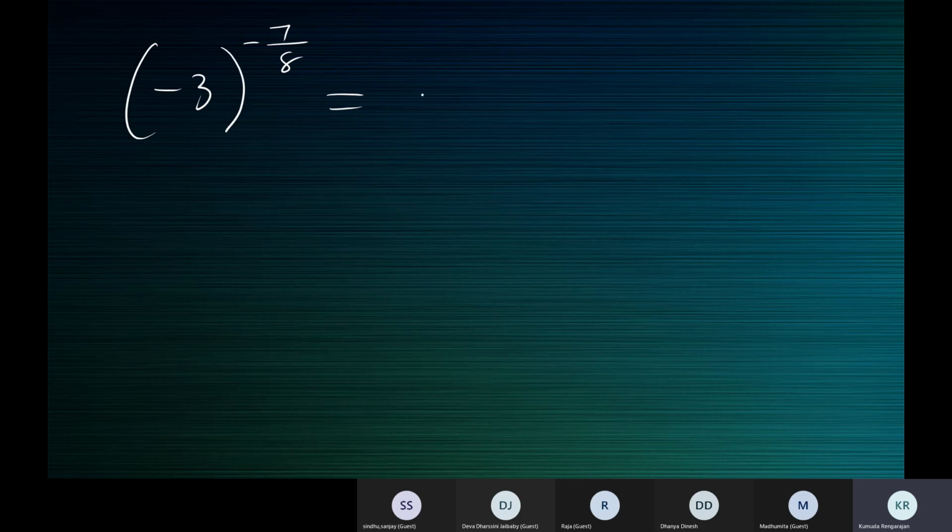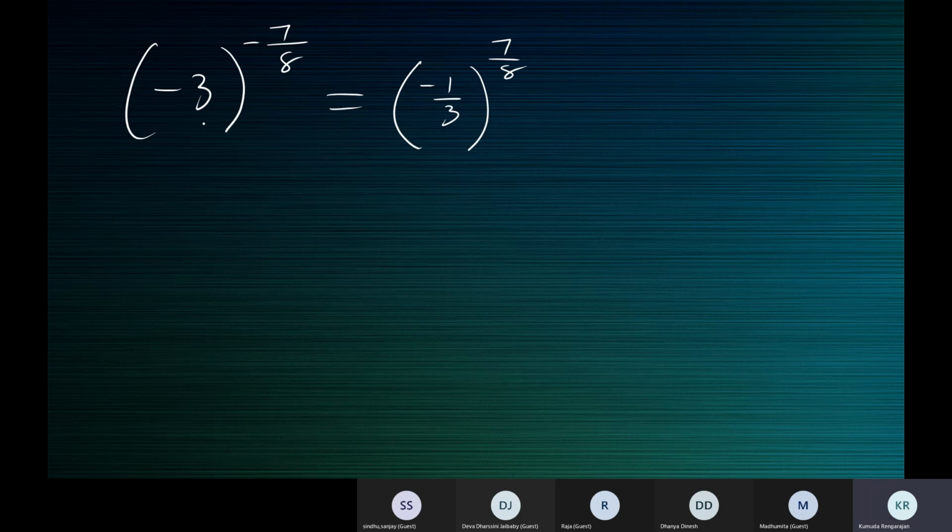What is the reciprocal of -3? -1/3, ma'am. Reciprocal of the base, negative of the power: -7/8 becomes +7/8. 7/8, not 8/7; 8/7 would be a reciprocal. Negative means just remove the sign. Plus becomes minus, minus becomes plus. So here just remove the sign. Minus 7 by 8 becomes plus 7 by 8.